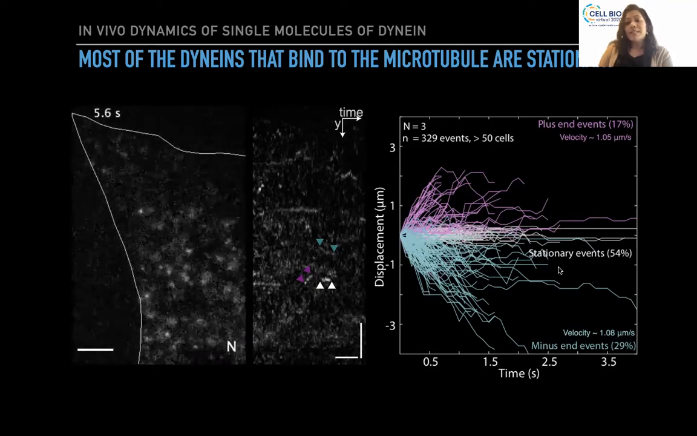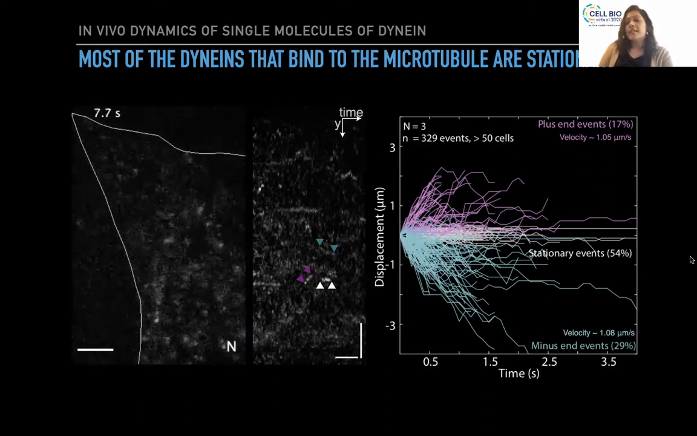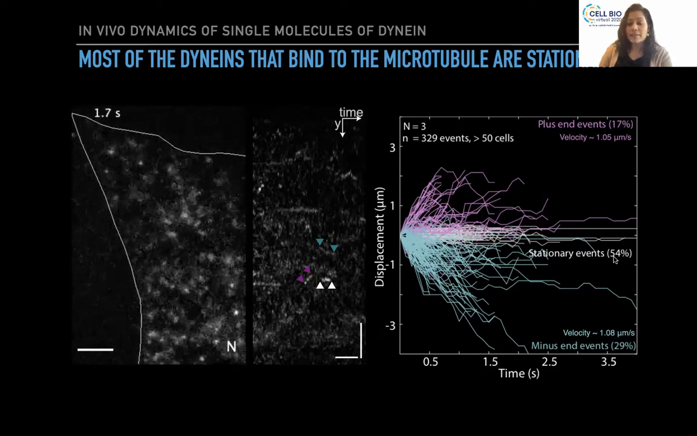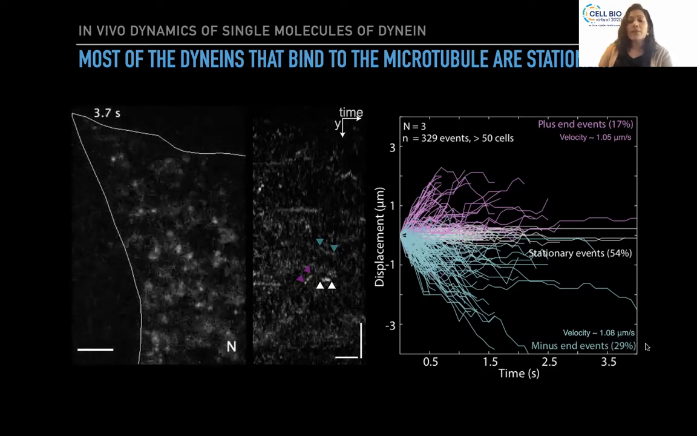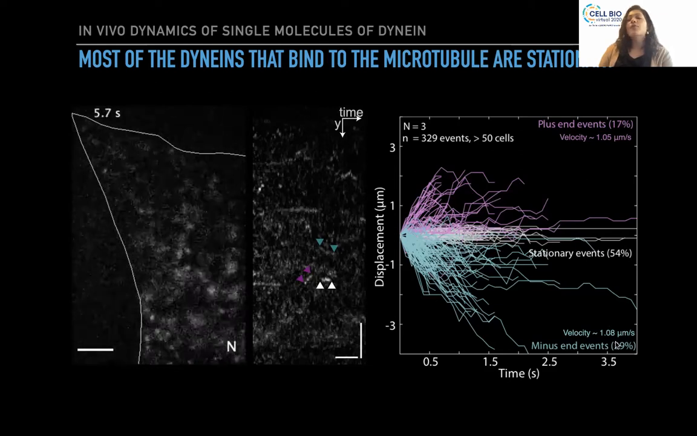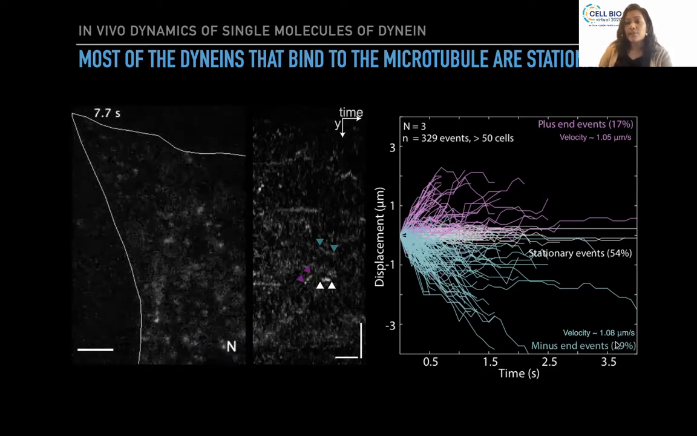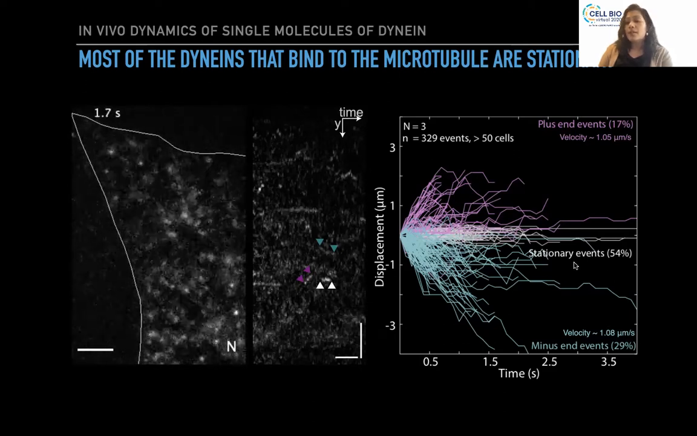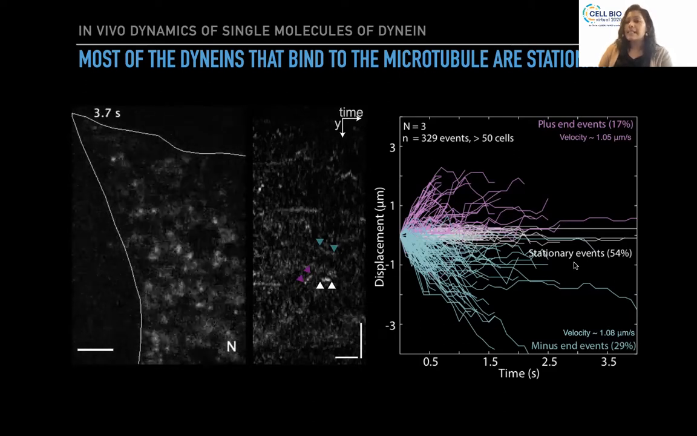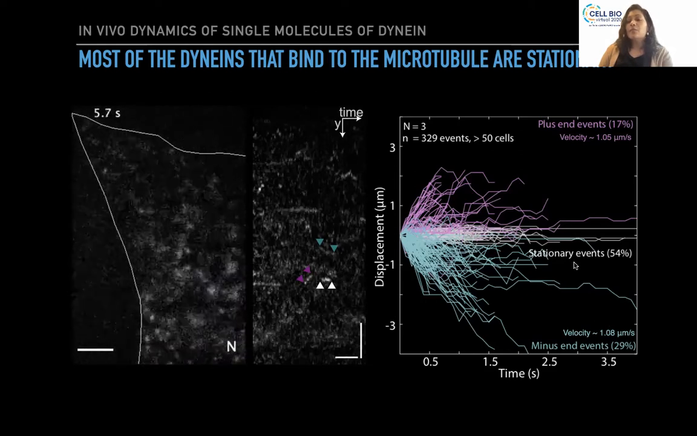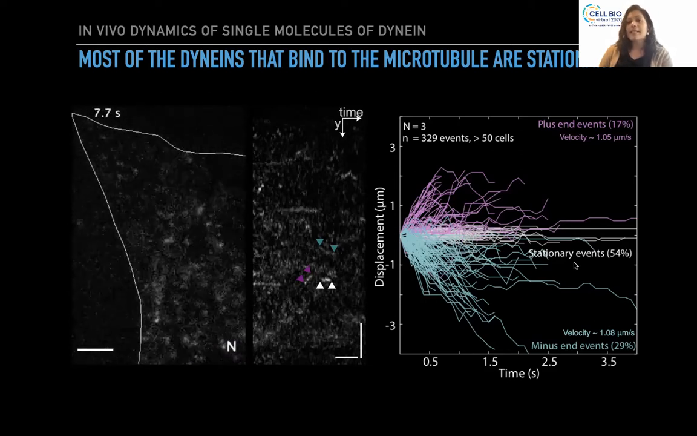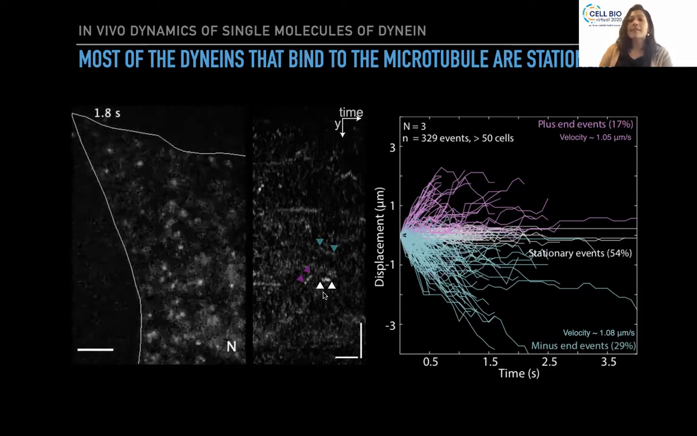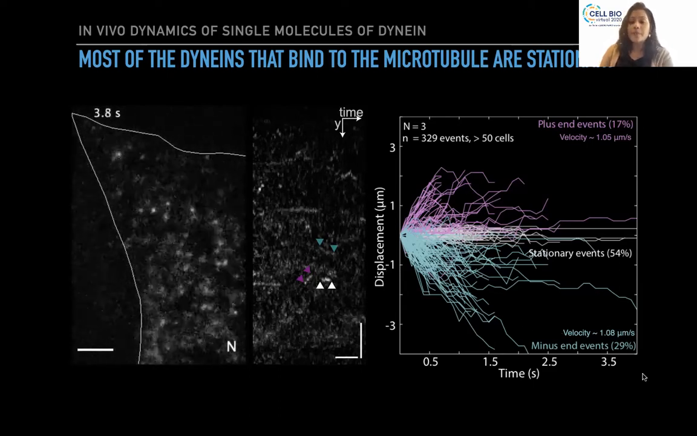But the majority of events that we see are of this kind, which are stationary. More than half of the events are actually of stationary dyneins on the microtubule. And a small population, a third of the molecules, actually move towards the minus ends upon binding to the microtubule. This is confirming what others have seen in vitro, which is that dynein on its own typically is in a default inactive state. We presume this is what is happening in this instance as well.